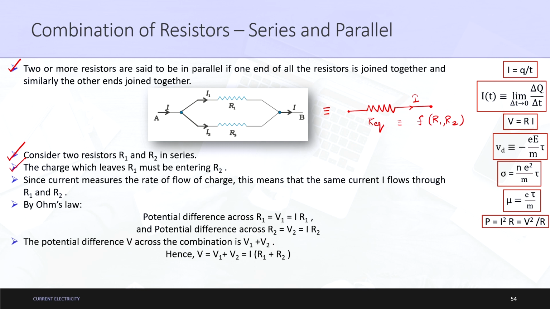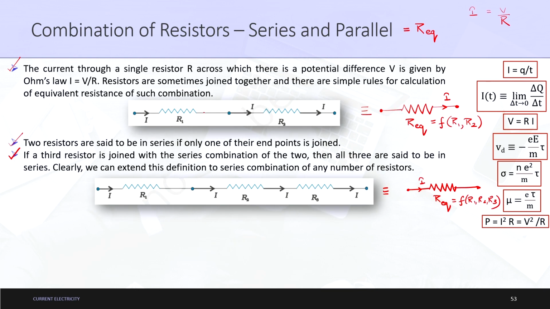Now since current measures the rate of flow of charge, this means that the same current I flows through R1 and R2, because current is nothing but small q by t. Therefore the current I which is passing through this portion will be the same as the current I which is passing through this portion. So this has also been explained here.